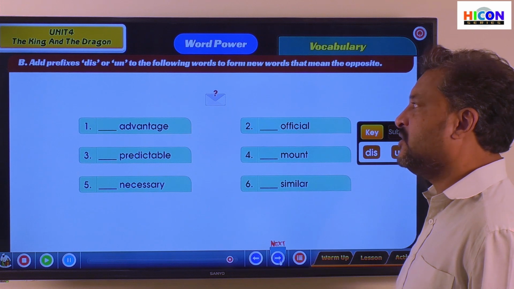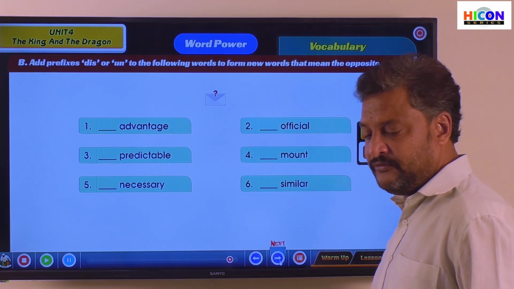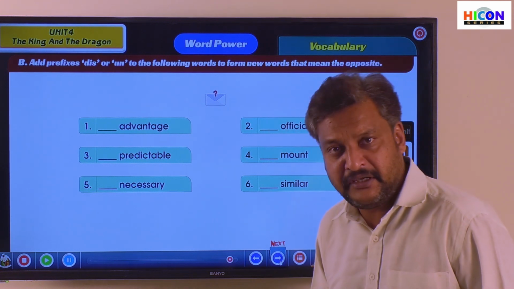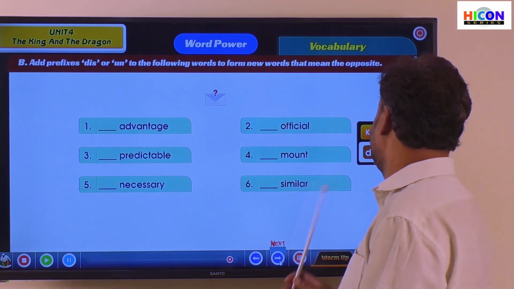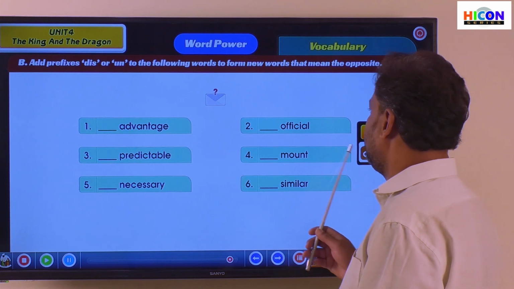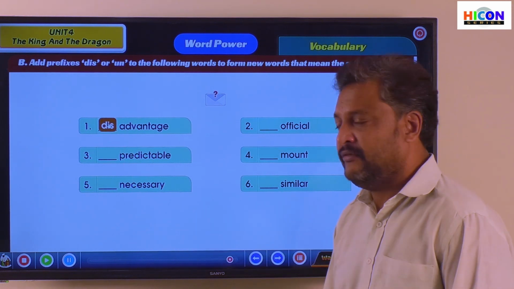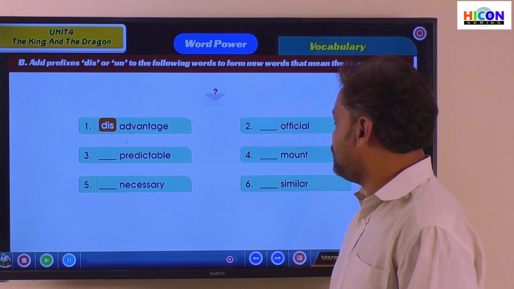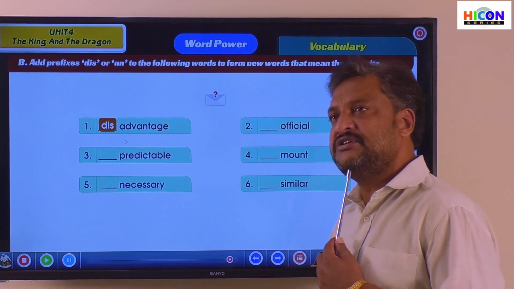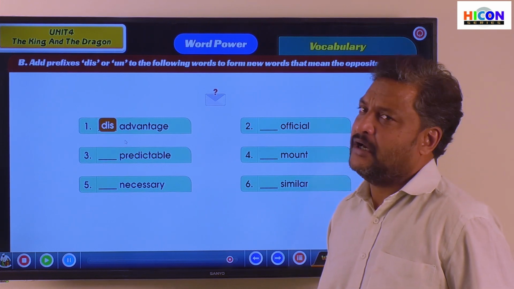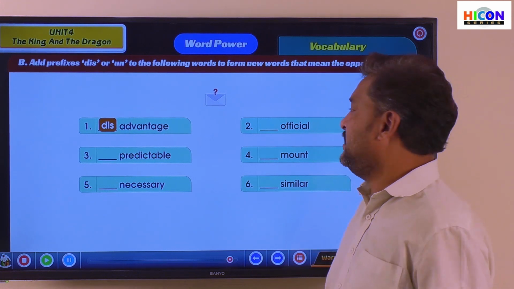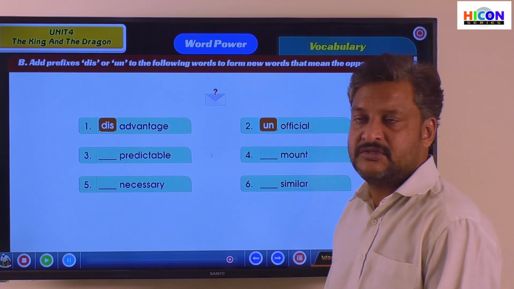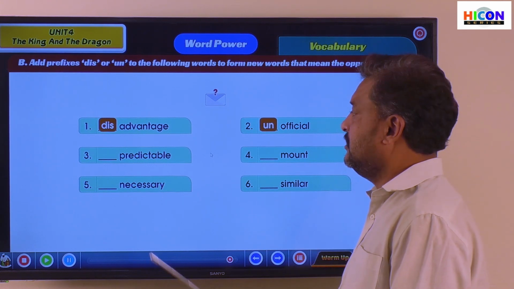So, should we add dis or un before that to get the opposite of advantage? What do we say? An advantage or disadvantage? We say disadvantage, isn't it? Yes. So, we need to drag this dis from here over here. So, advantage, disadvantage. Now, second one, official. What do we say? Unofficial or disofficial? Official, unofficial. So we need to drag the un from here and drop it over there. So we get unofficial.